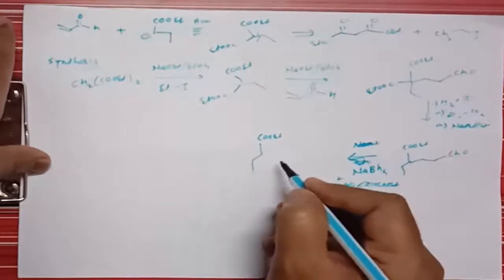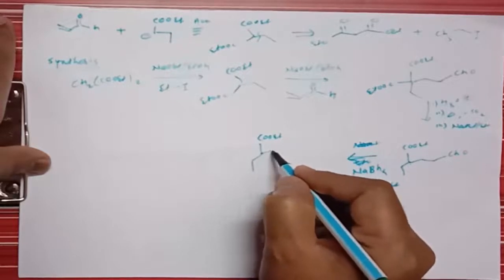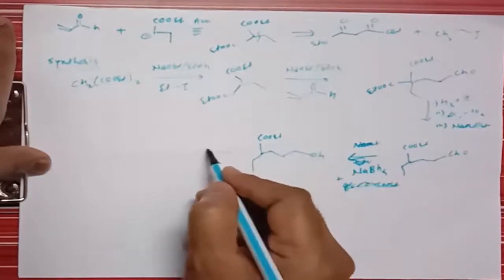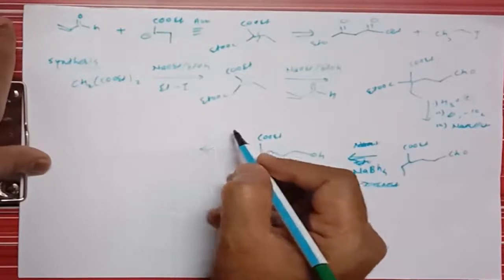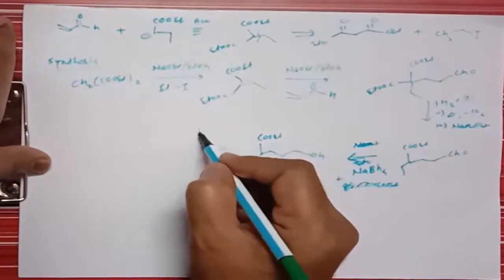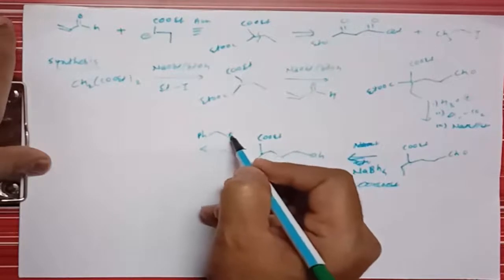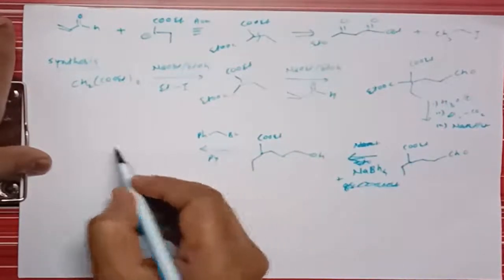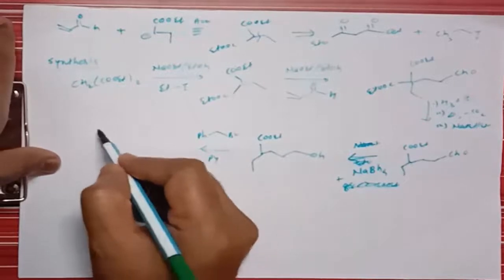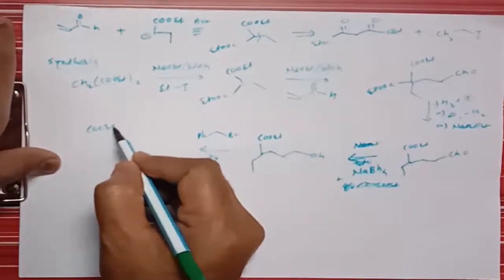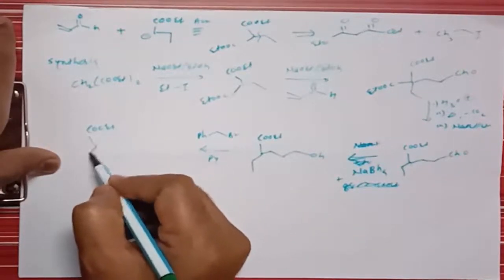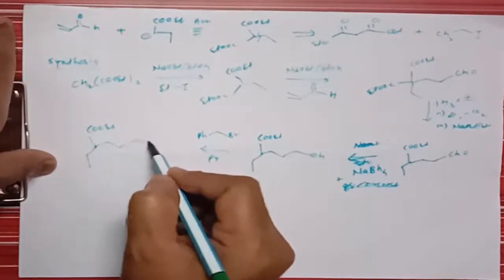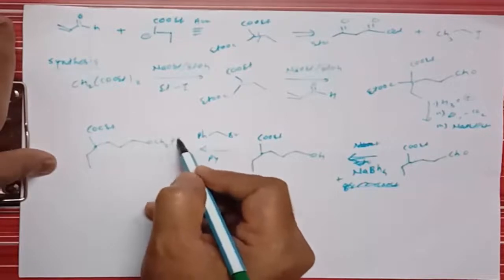Then it gives CH2, CH2, CH3, CH2, CH2, CH2, CH2, OH, right? And then we can treat this molecule with, that is protection, PhCH2CH2Br in presence of base, that is pyridine. So it gives a protected alcohol, that means COOEt, CH2, CH2, CH3, then CH2, CH2, CH2, OCH2Ph.